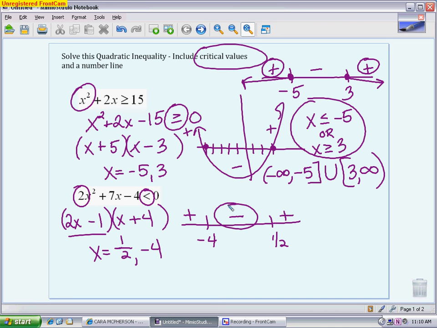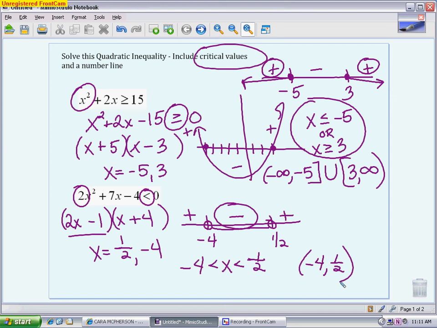I am not including negative 4, so I'm actually going to put open circles there if I want to draw it. So my answer is all of the values between negative 4 and 1/2. The way I write that is negative 4 is less than x is less than 1/2. I could also write it in interval notation, saying I'm going from -4 to a half. You'll notice I'm using parentheses because that means I am not including those values. Brackets include the values, parentheses do not. And these problems are done.